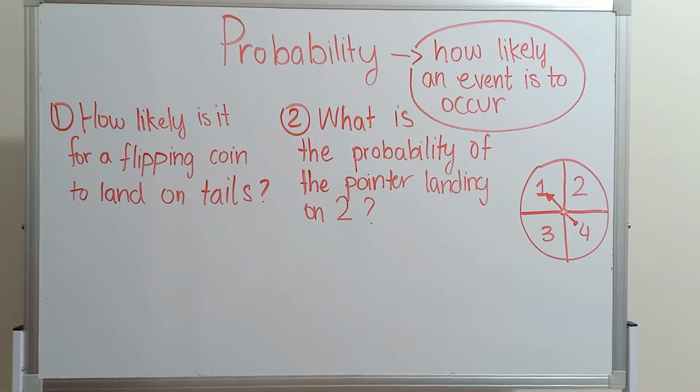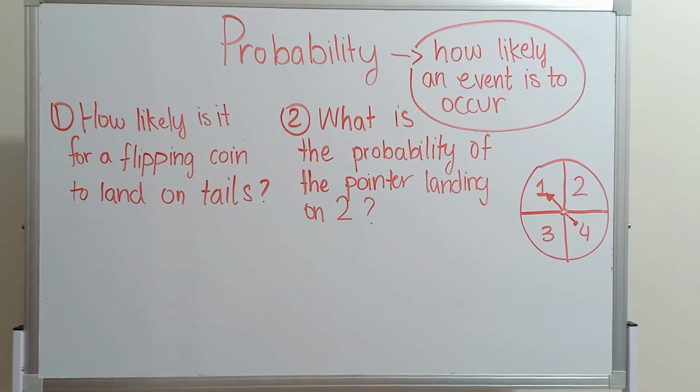In this video our topic is probability. So let's see what probability actually is. It shows how likely an event is to occur. Here is the definition: probability is basically telling us how likely an event is to occur. So here we have a question, and we are going to solve these questions to help understand more clearly.